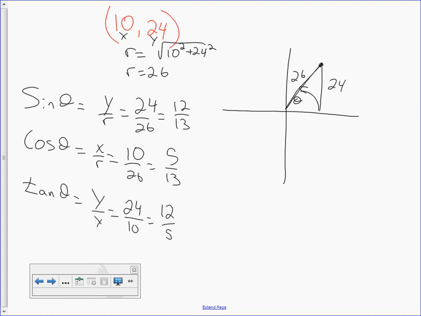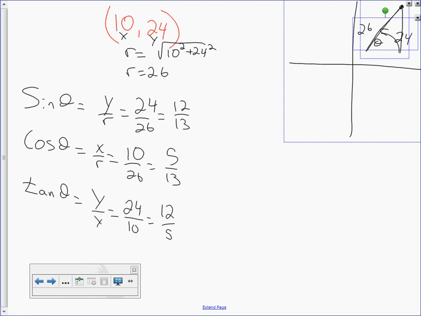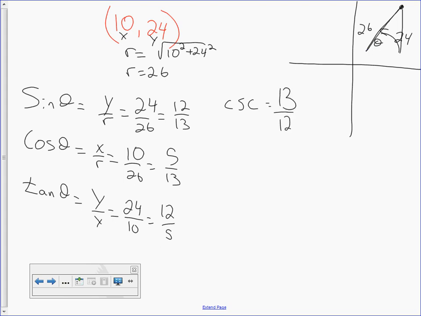And then your inverse functions are just flipping the fractions around. And in this example, it's going to be relatively simple to do because you don't have to worry about rationalizing anything. So your cosecant is 13 over 12. Secant is 13 over 5. Then your cotangent is 5 over 12. Is everybody okay with me just writing out the values? Since I know that the cosecant is r over y, and I just use the simplified term.